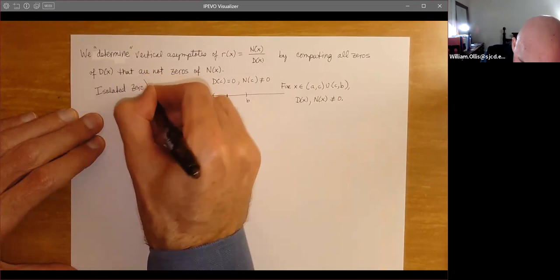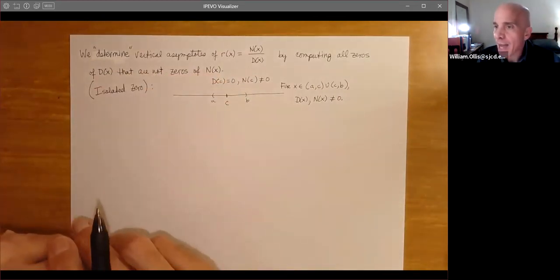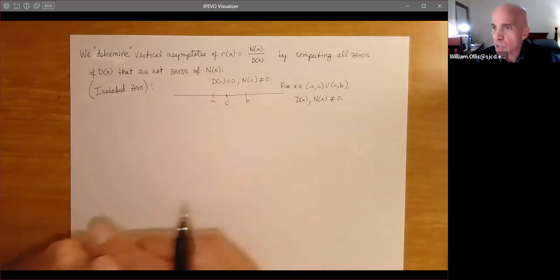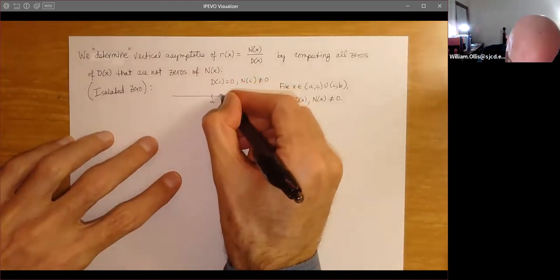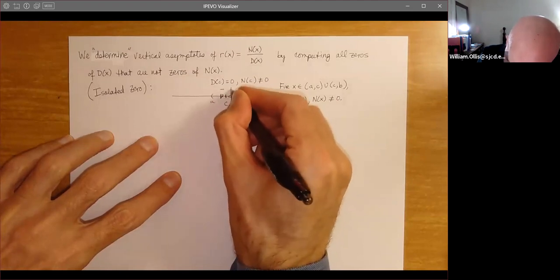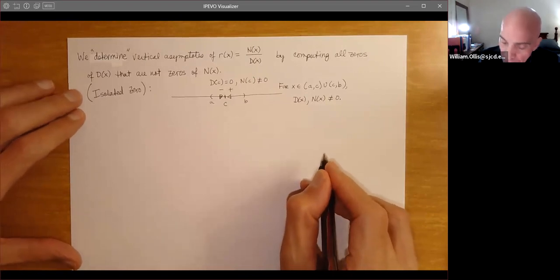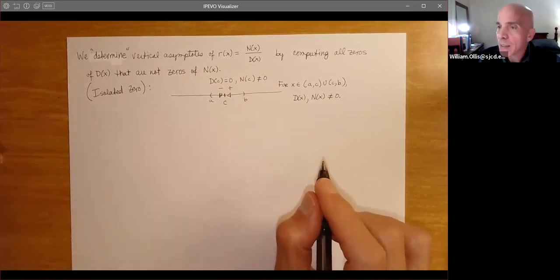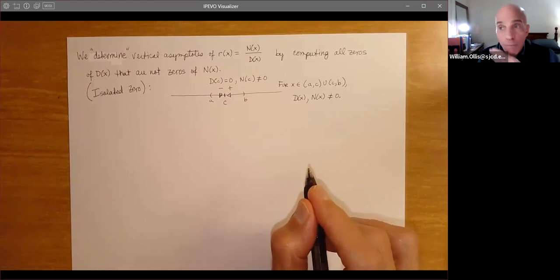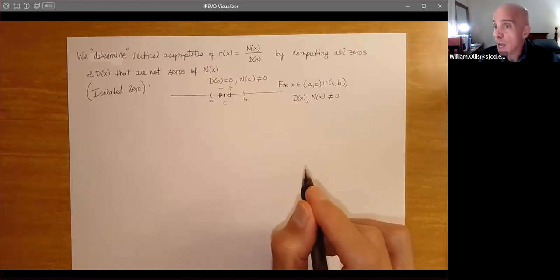zero. And many of them are anyway, because we're considering the entire real line. And so we can get as close as you like to C from either side. So we can approach from the left and we can approach from the right, as long as that's in the domain of the function. So again, in general, computing vertical asymptotes just means, well, can I figure out zeros of the denominator? And in most cases, the computation will be relatively straightforward.